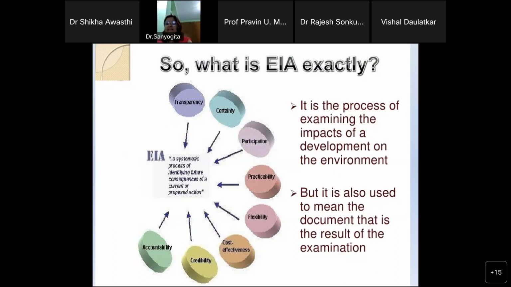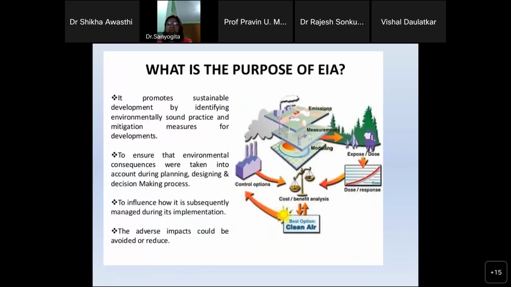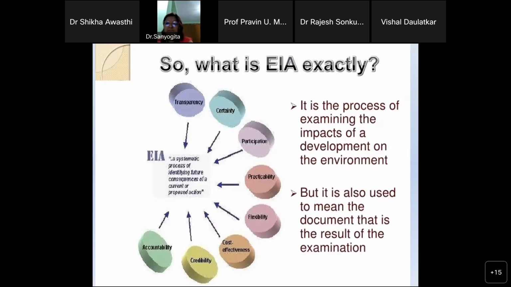So EIA is a systematic process that identifies the future consequences. At present we identify, but this leads to the future consequences. It does not only identify, it gives the proposed action on how we can reduce those negative impacts. So EIA basically postulates transparency, certainty, and participation at every level, right from the ecological point of view and the socio-economic ground.